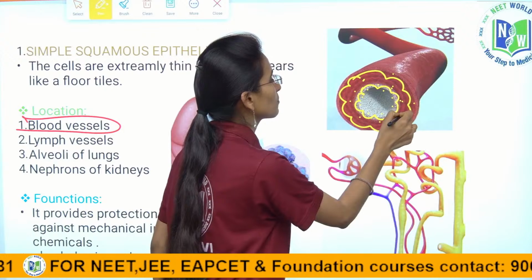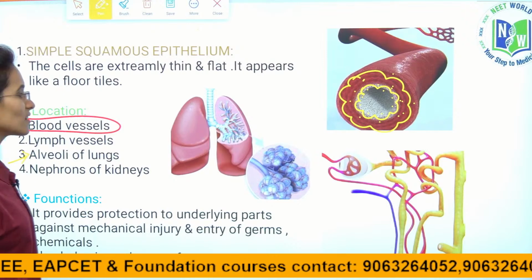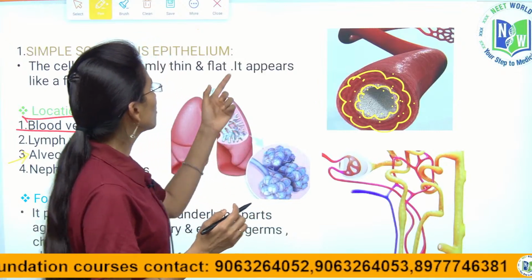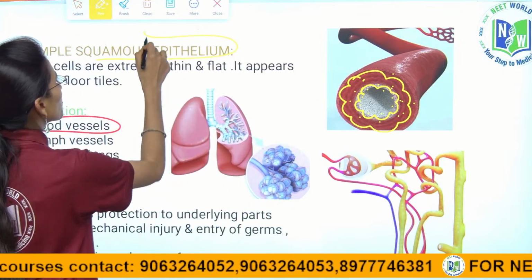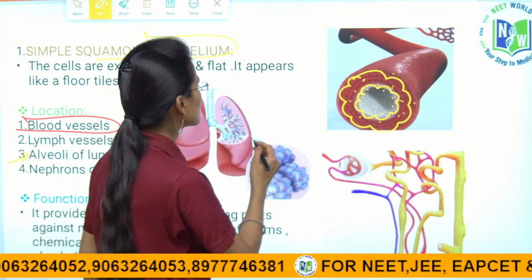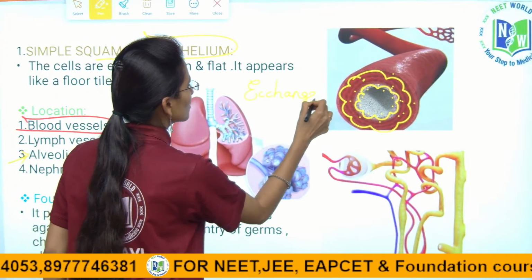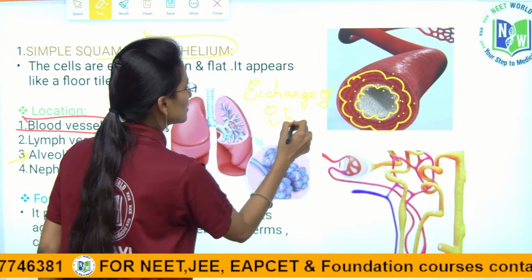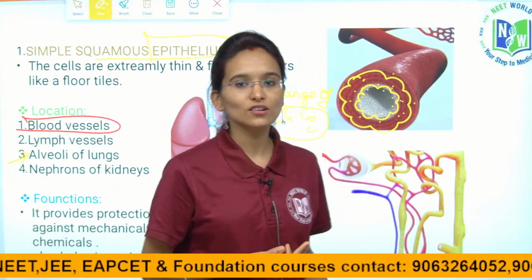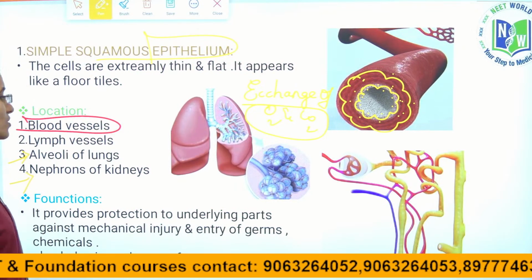This is one location. And next, it is also present in the alveoli of the lungs. Inside the lungs also, which type of tissue can we find? Only simple squamous epithelium. So, inside the lungs, this simple squamous epithelium is going to perform functions like exchange of gases, like O2 and CO2. This is going to be performed by the lungs only due to the presence of the simple arrangement of the tissue. And next, it is also found in the nephrons of the kidneys.